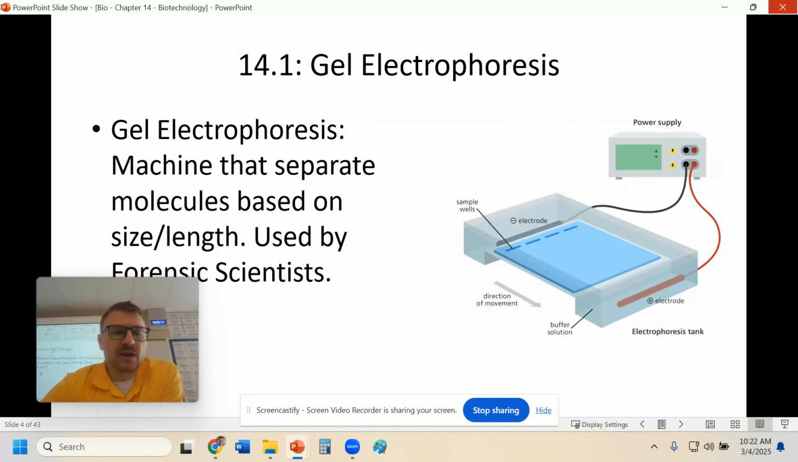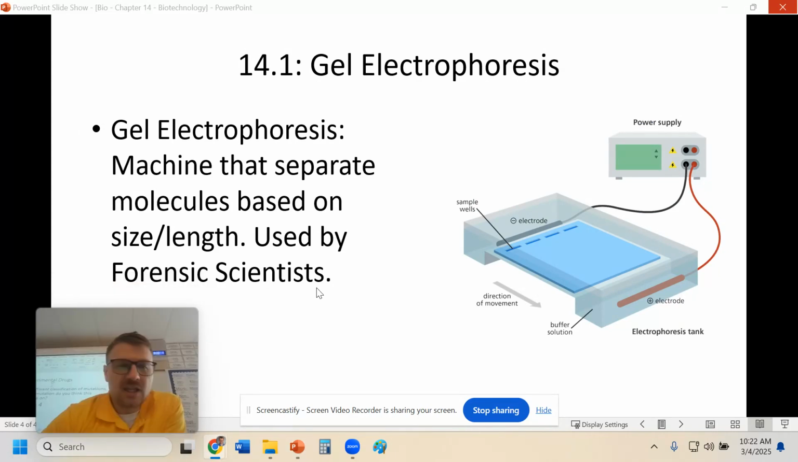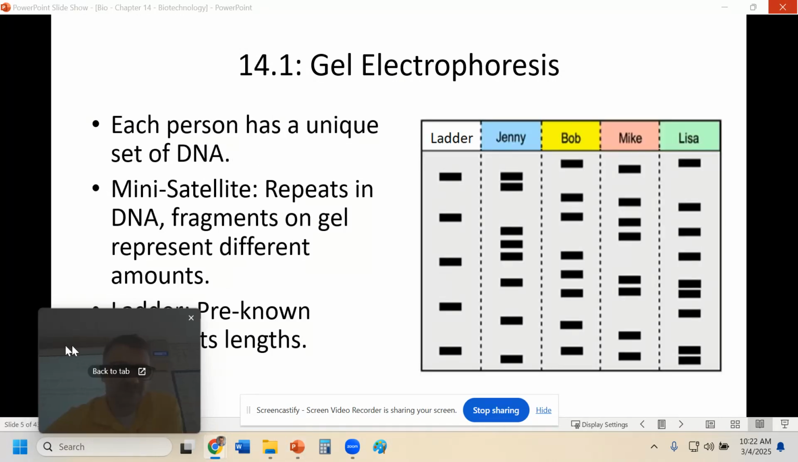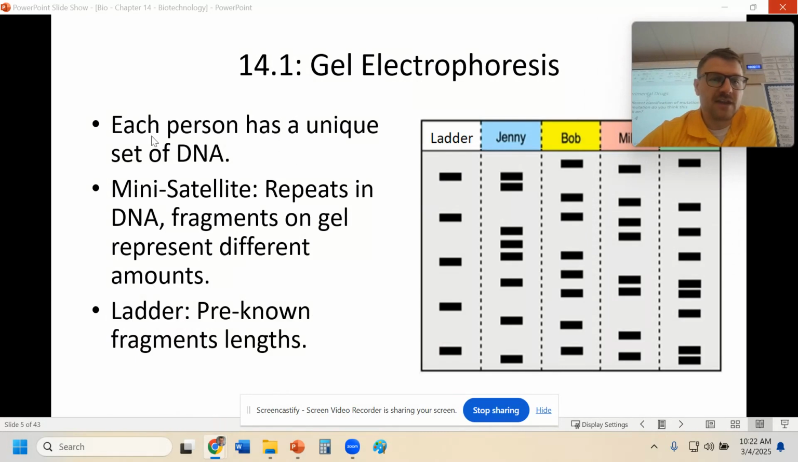What we then do is we run that DNA through something called a gel electrophoresis machine. And this machine is going to separate the DNA based on size. This is used by forensic scientists who are trying to maybe catch a criminal or catch a murderer or catch somebody that's a suspect. They use these machines to separate DNA. Remember that each person is going to have a unique set of DNA, and we call these repeats in the DNA mini satellites. And these are just fragments of DNA.